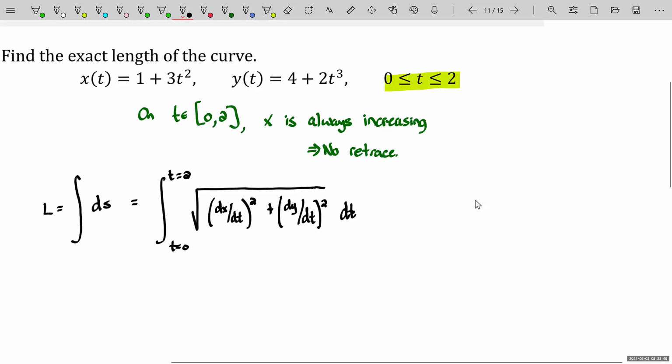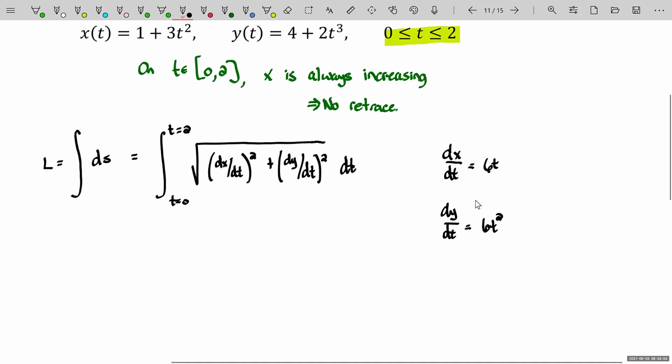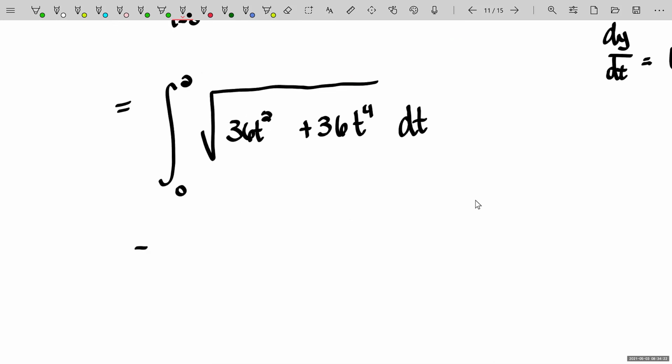So dx dt, for example, well, that's just 6t. We know squaring that's 36t squared. Dy dt, that's going to be, what's that, 6t squared? Yeah. So let's go ahead and insert that stuff in. Times 0 to time 2, square root of 36t squared plus 36t to the 4th dt. 36 will factor out. Square root of 36 is 6, so I'll at least put that up front. Also, square root of t squared will factor out.